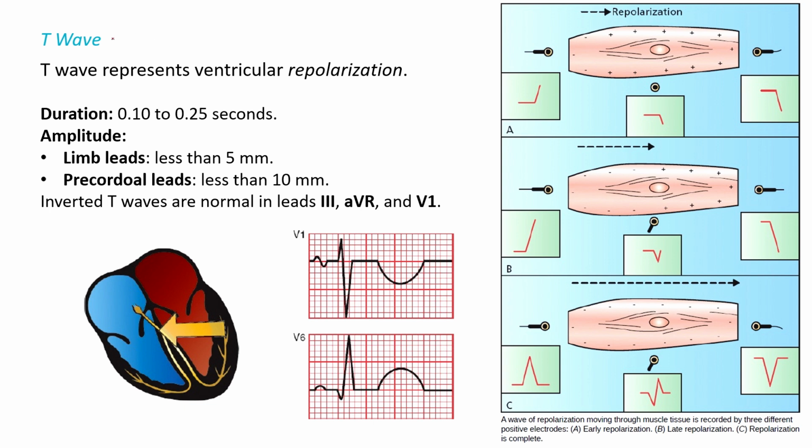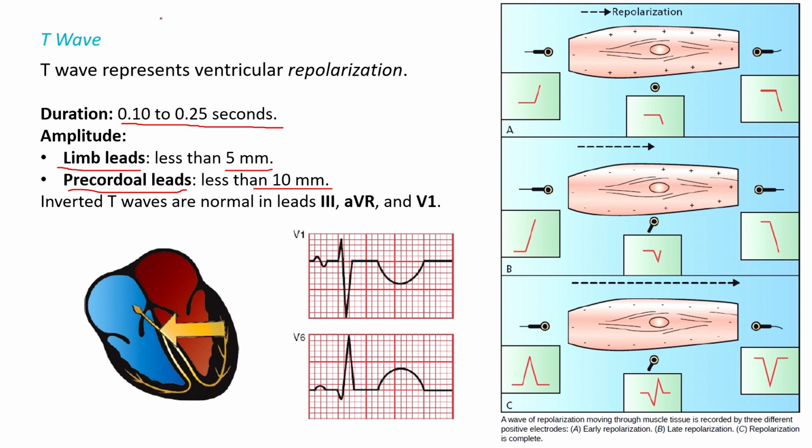And now, last but not least, let's talk about the T wave. The T wave represents ventricular repolarization, and its duration should be between 0.10 to 0.25 seconds. It's around one large box, or even a little bit more than one large box, which is normal. Around 6, 7 small boxes is normal. In the limb leads, its amplitude should be less than one large box, 5 millimeters. In precordial leads, V1 to V6, it should be less than 2 large boxes. So up to that is normal.